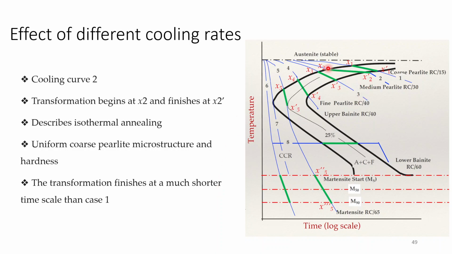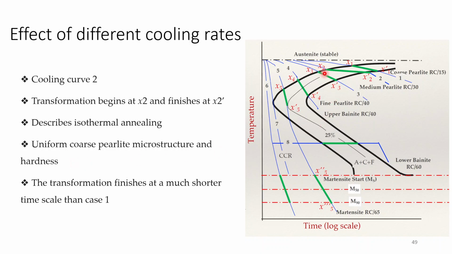Next we have second curve. So cooling curve 2, here you are cooling x2 to x2 dash, and here you are forming medium pearlite having Rockwell hardness up to 30. Okay, so here transformation begins at x2 and finishes at x2 dash, and here it describes isothermal annealing. Okay, isothermal because you are holding it at a constant temperature. It is uniform, coarse pearlite, microstructure and hardness.